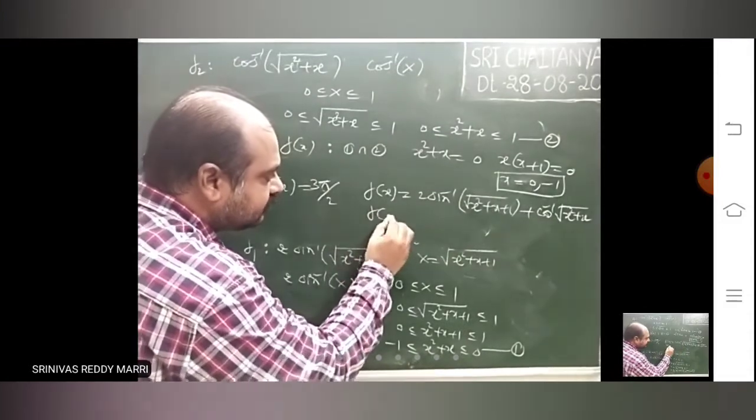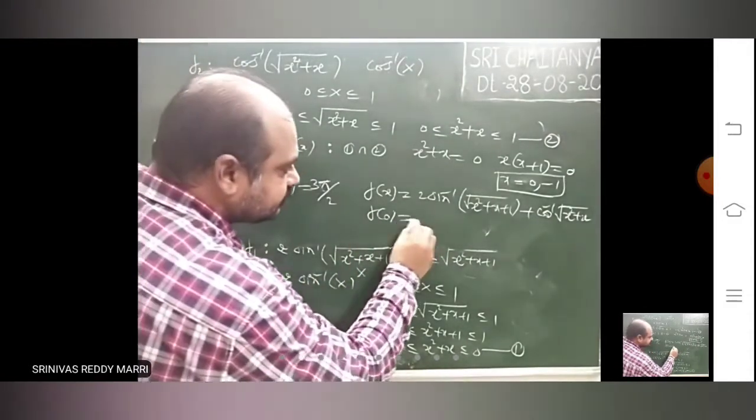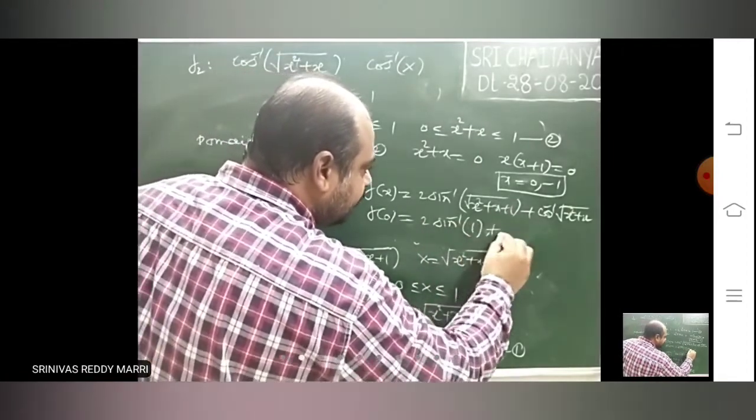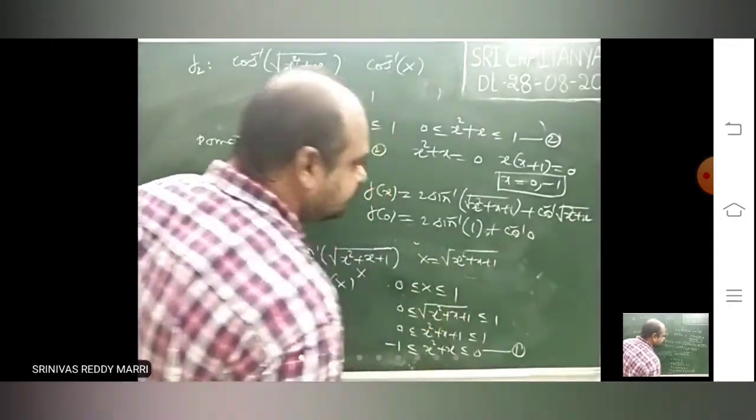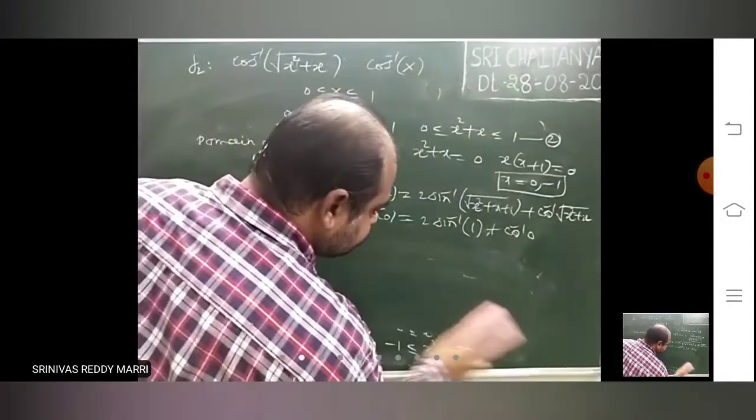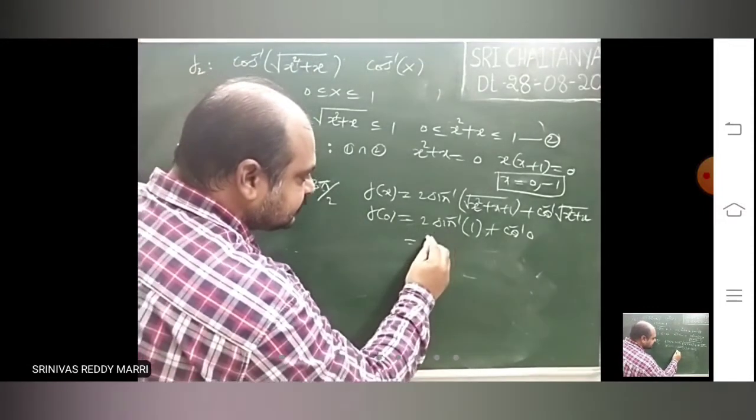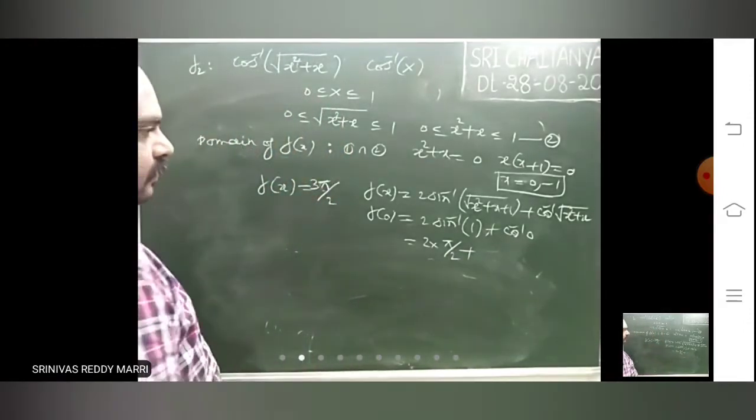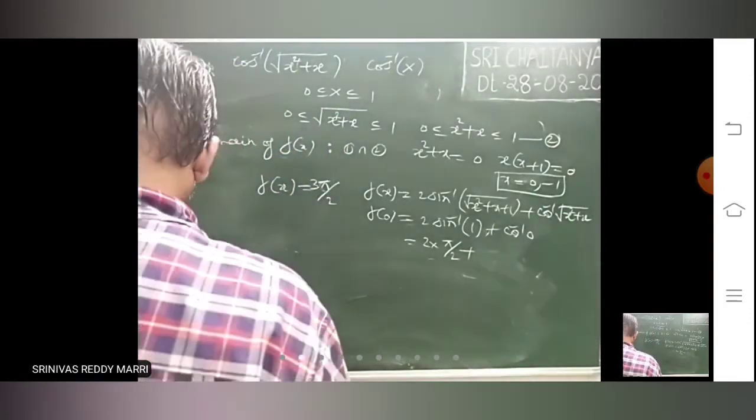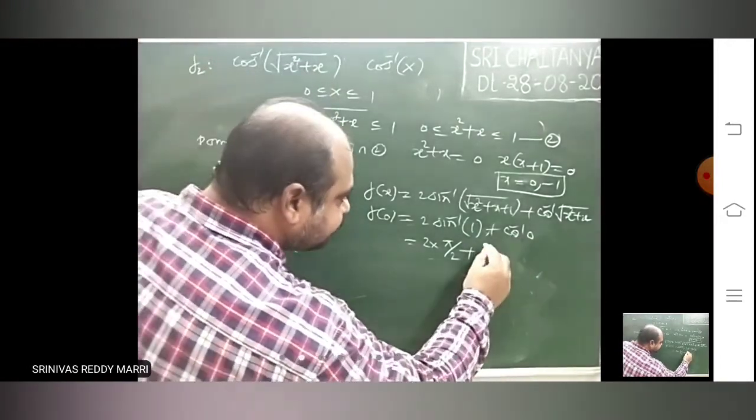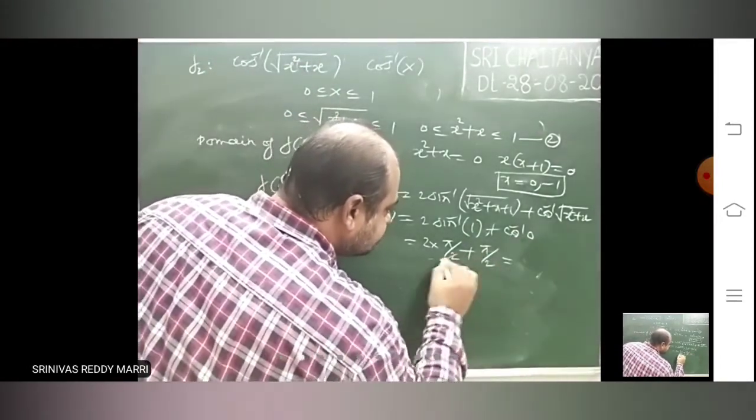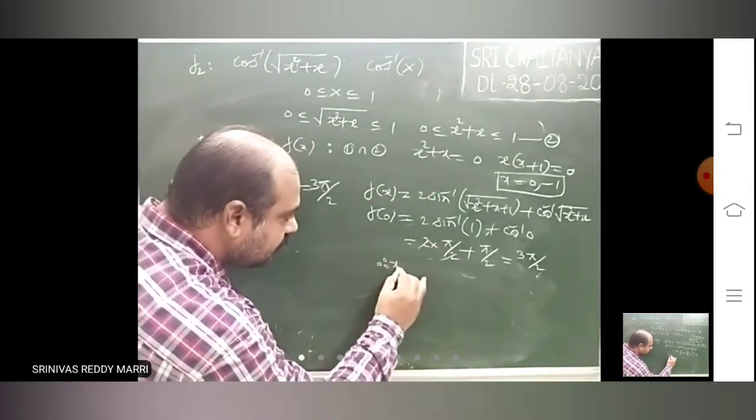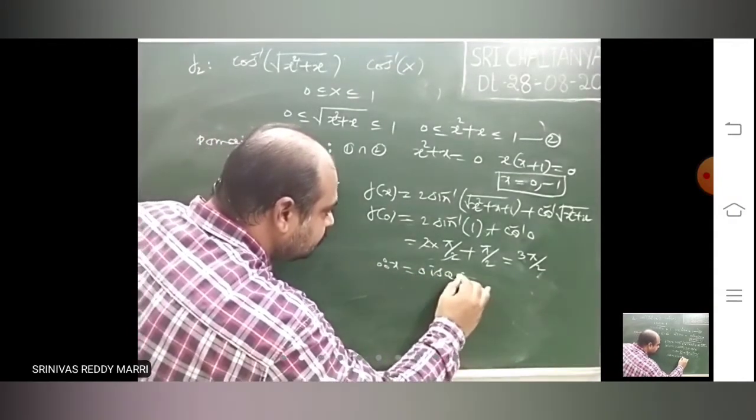I am checking it. f(0) is 2 sin⁻¹(1) + cos⁻¹(0). So that means this is nothing but 2 into what is sin⁻¹(1)? π/2. 2 into π/2 plus cos⁻¹(0), that means π/2. So this is what, 3π/2. Therefore, x equal to 0 is a solution.